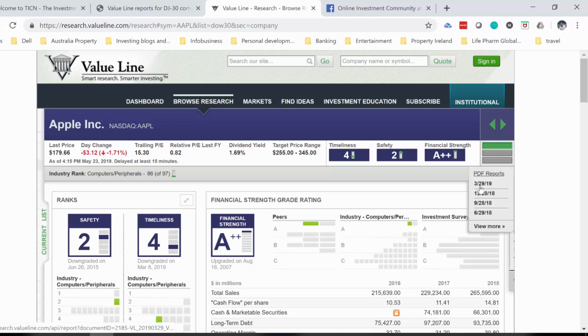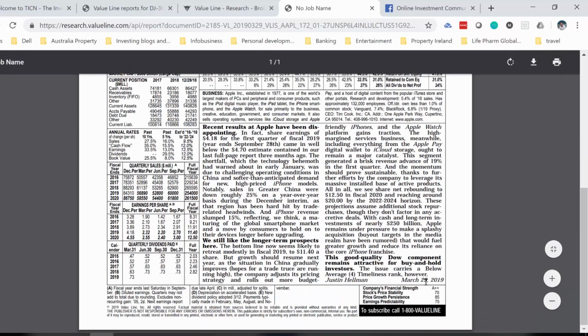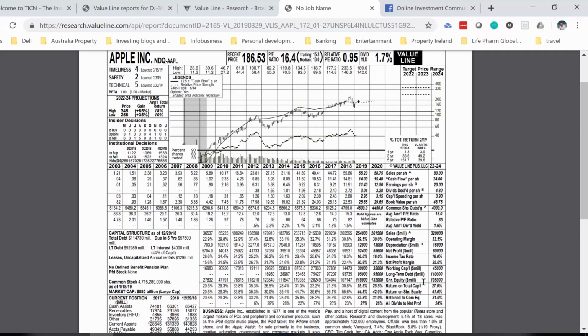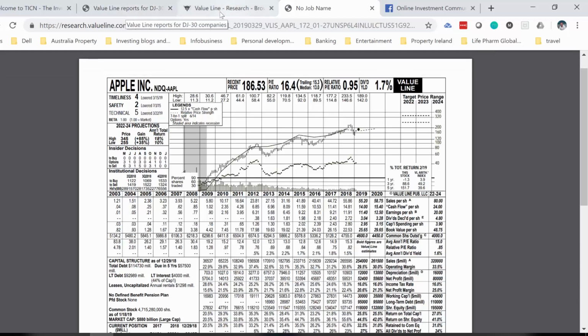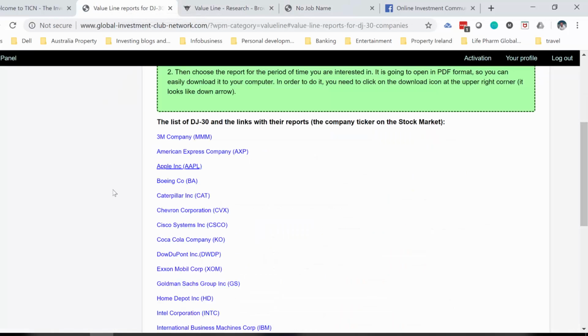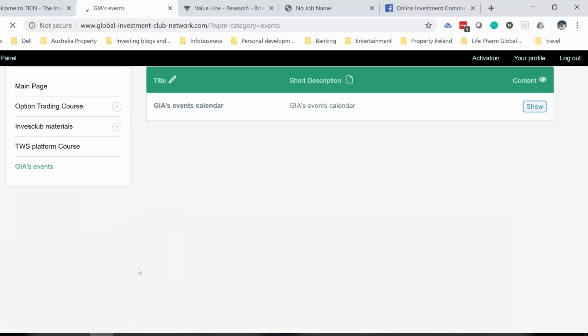Then you can download this PDF report and read anything about Apple. It's a fresh one, March 29th. They issue reports about each company every three months, so every quarter. You can read all the information about that. By getting access to our platform, you are getting access to the 30 biggest companies by capitalization. As you can see here, we also have events, whatever happens with our company, so you can go to the calendar and view it as well.